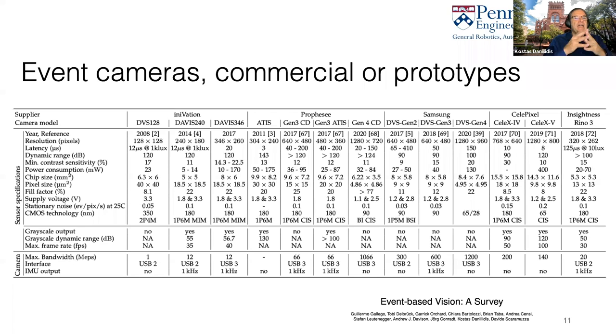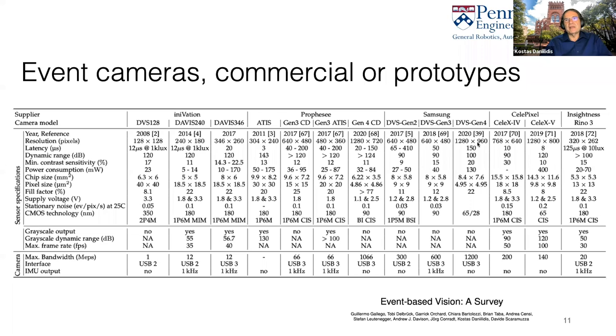And such event cameras, the first being invented by Tobi Delbruck, called the DVS, are now produced commercially, and there are many prototypes. Samsung has already a commercially available sensor and prototype. There are Tobi's companies, iniVation. You see that the resolution is increasing. We are getting to 1 megapixel with the Prophesee, the Samsung and the CelePixel.